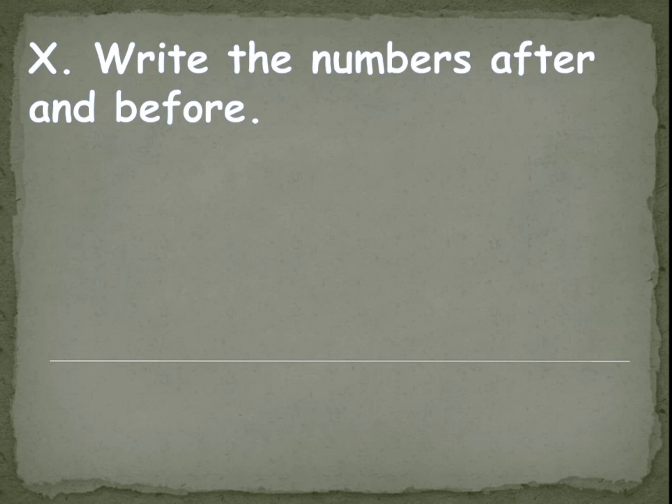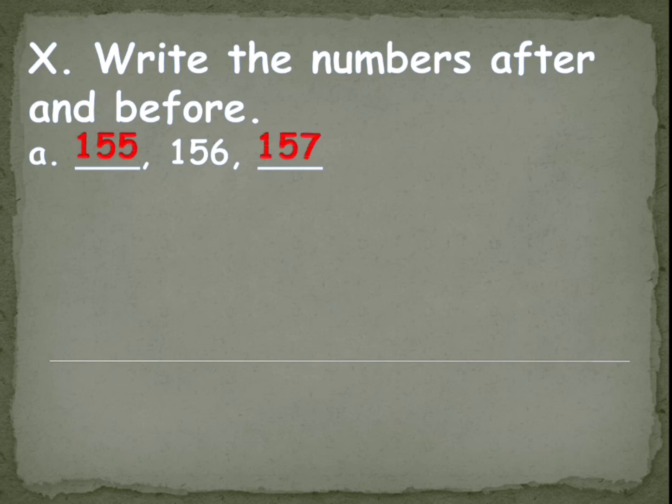Coming to your 10th bit, write the numbers before and after. So you know before and after numbers, isn't it, children? So 156, the before number would be 155, and the after number would be 157. Okay, next, 130. So the before number is 129 and the after number is 131.